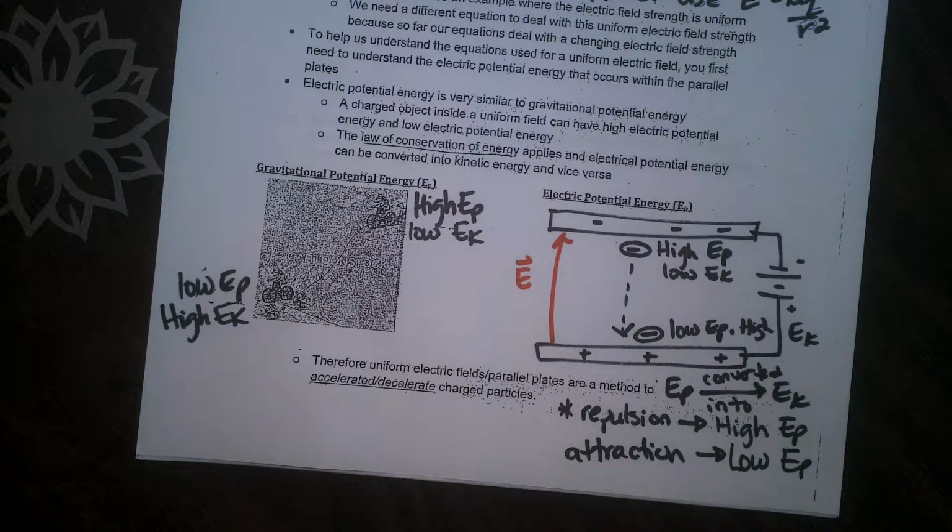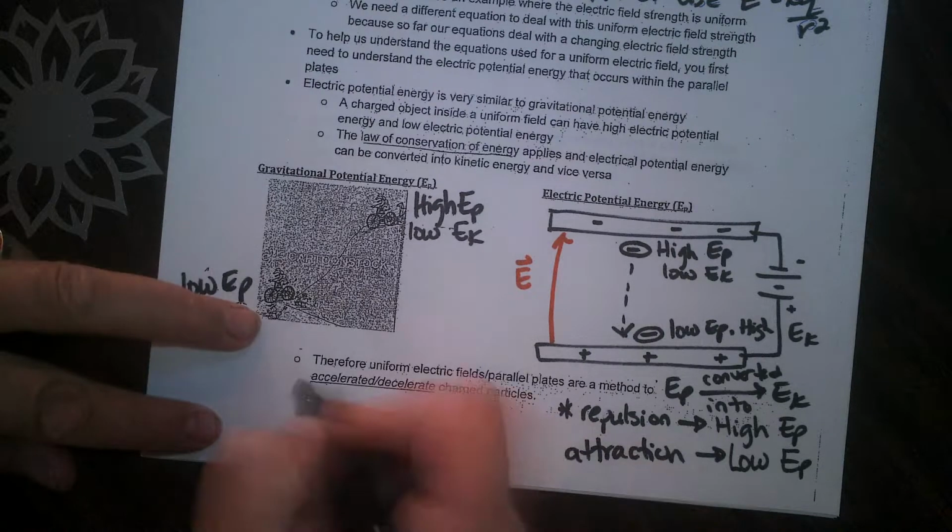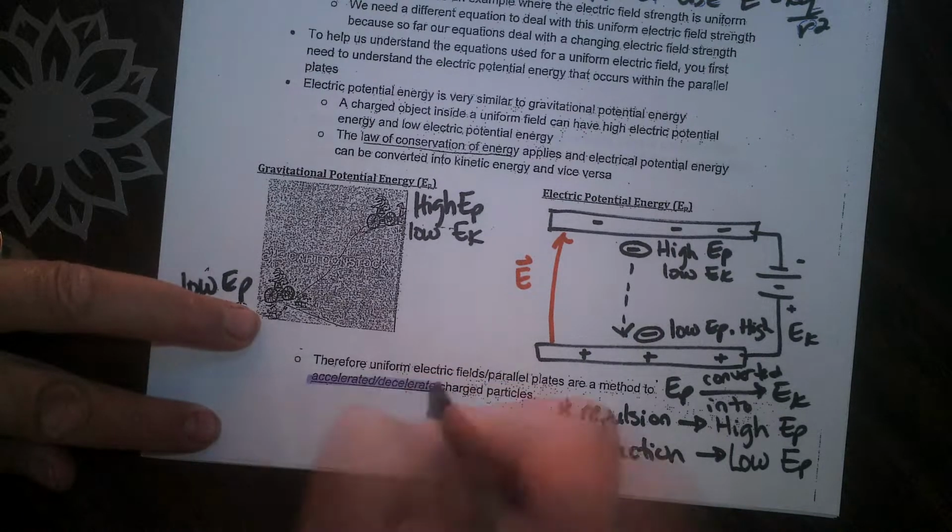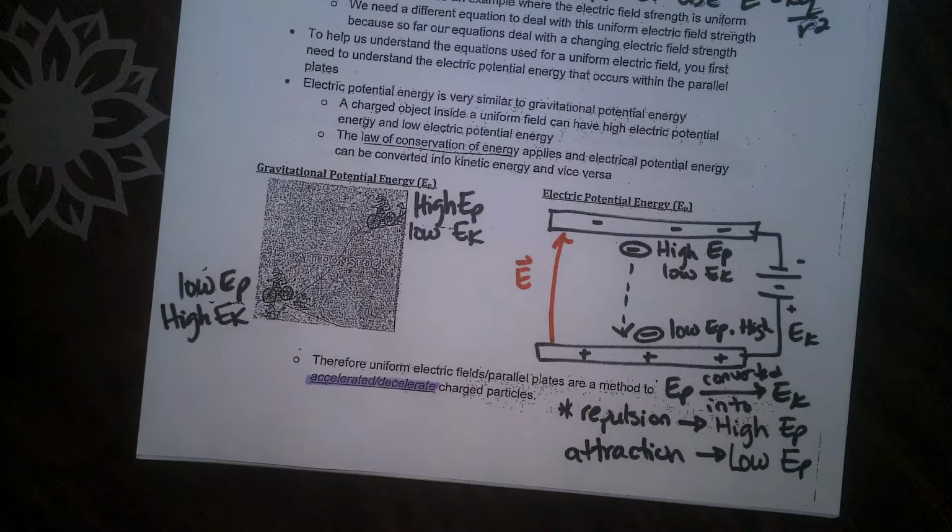Okay? So, here's the big key part. Uniform electric fields are a method to accelerate or decelerate charged particles.